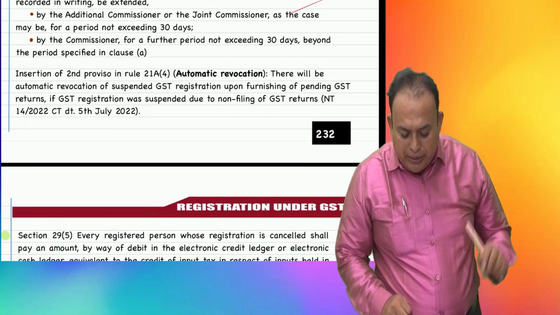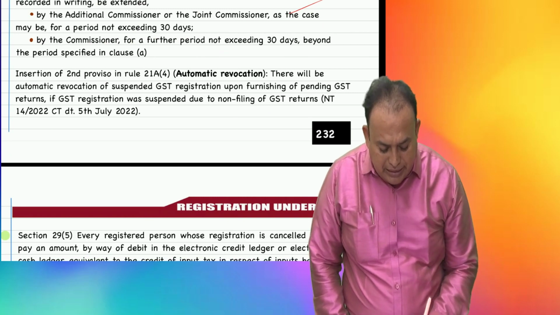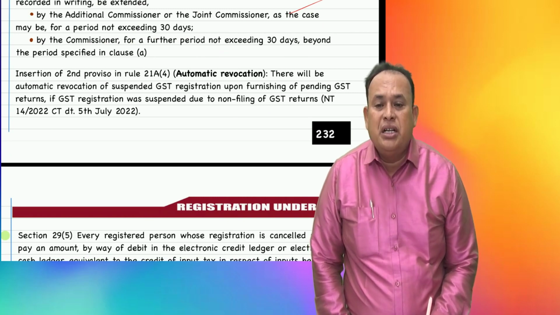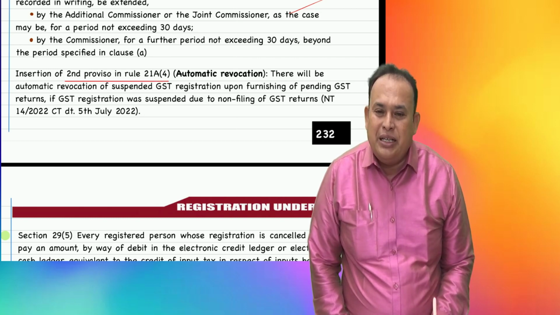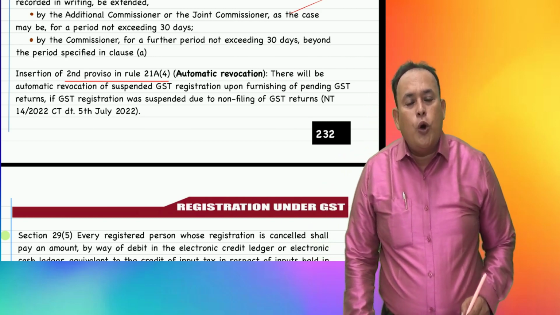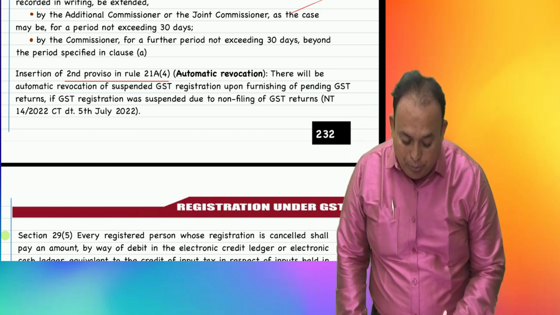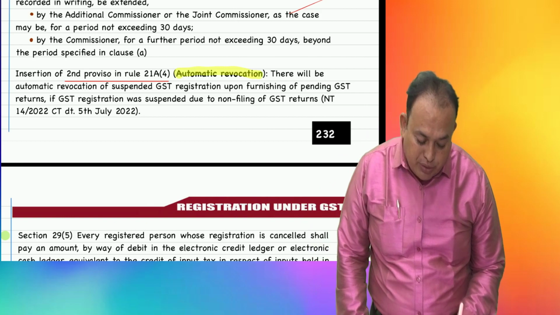Here one important point is there, sir. An amendment has taken place. A new provision has been introduced: the second proviso in rule 21A, sub-rule 4. Automatic revocation is important to note. There may be a short note question in the examination.